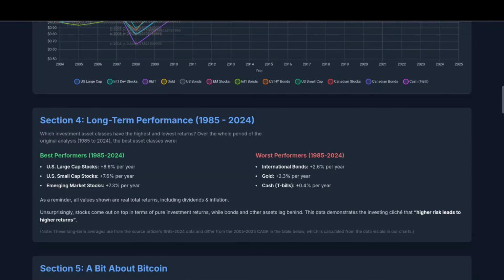The cash T-bills doesn't surprise me. Obviously, we've taken into account inflation, so that's what you'd get if you just held it in cash. What was interesting is it still gave you something, albeit it wasn't great. So as a reminder, all the values shown here are total returns, including dividends, and as I said, accounting for inflation. So in summary, unsurprisingly, stocks came out on top in pure investment returns, while bonds and other assets lag behind. Again, this data demonstrates the investing cliche that higher risk leads to higher returns.